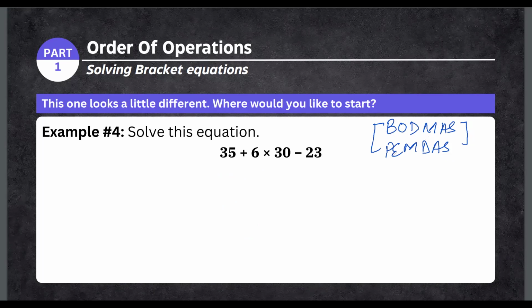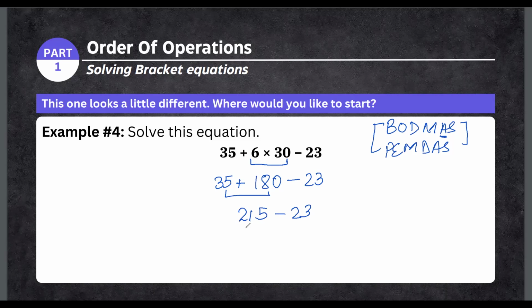There is no bracket or parenthesis, there is no exponent. Let's do the multiplication first. So 6 times 30 is 180, and the rest of the question stays as it is. Then we have addition. First of all, you need to add these two because these two numbers are positive numbers. Before this number 23, we have a negative sign, so this is your negative number. Now we need to add these: 180 plus 35, 215 is my answer.